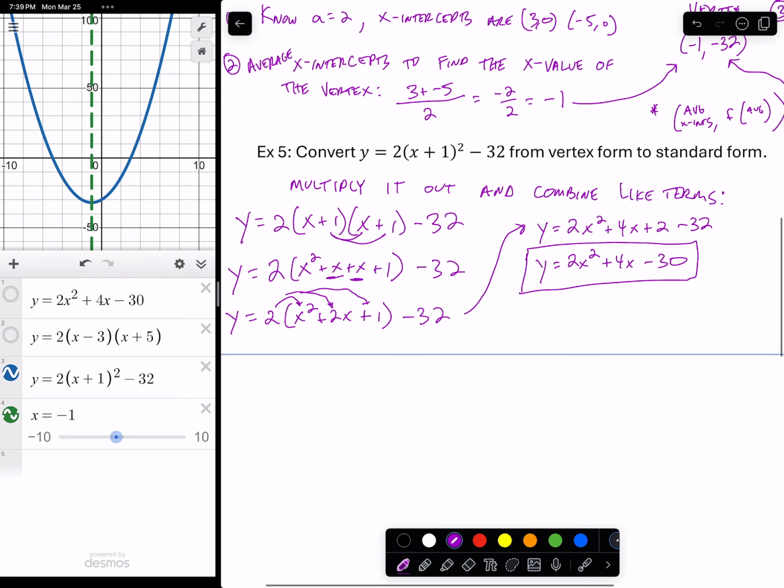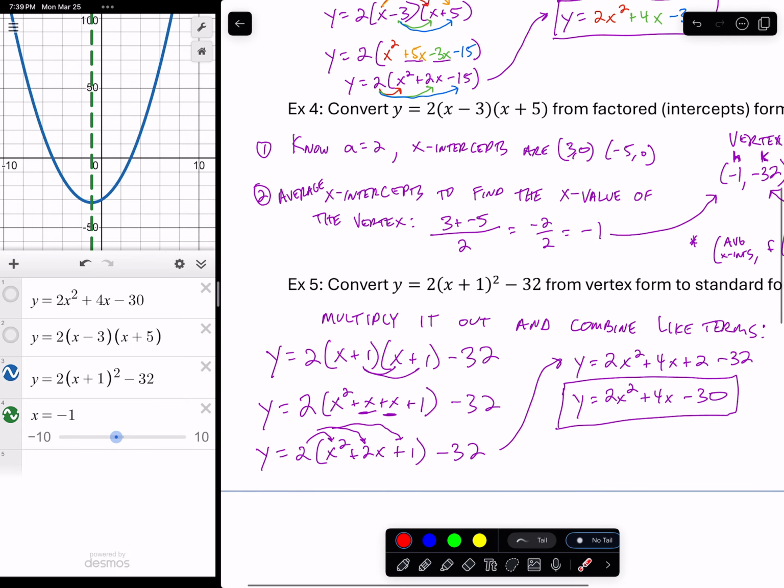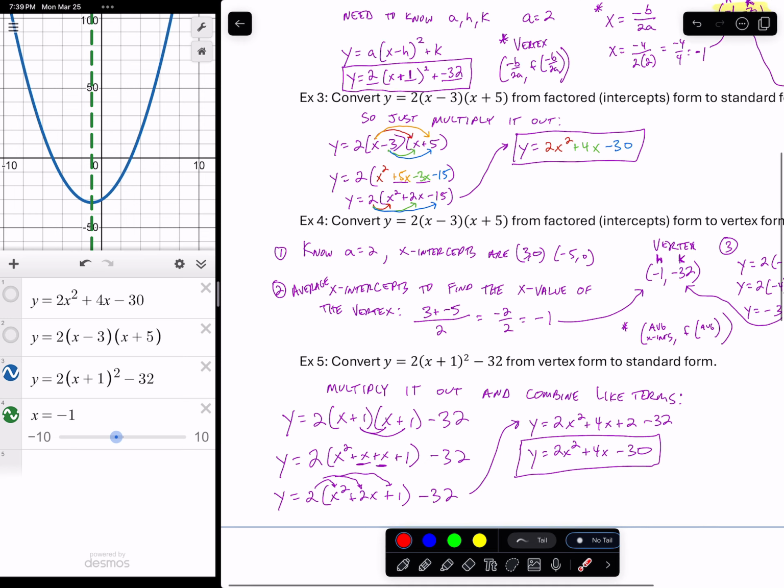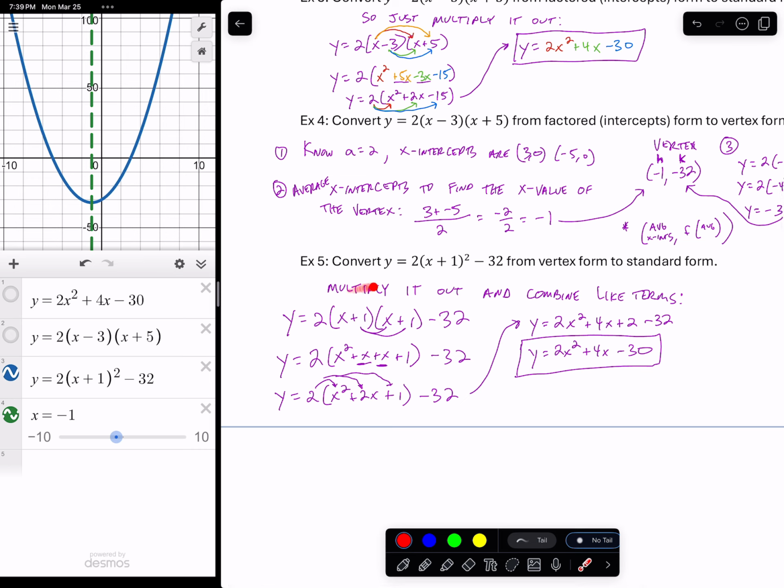So the nice thing about going to standard form, no matter which form I'm in, if I'm converting to standard form, basically the rule is just multiply it out. Notice I just multiplied it out. Here, I just multiplied it out. The only difference with this one is when it's in vertex form, I have that minus 32 hanging out at the end. So after I multiply it out, I just have to subtract the negative 32, and there we go. And that is it for our video.